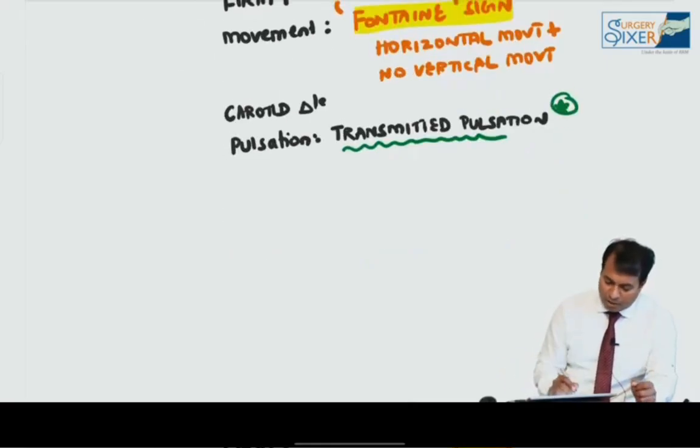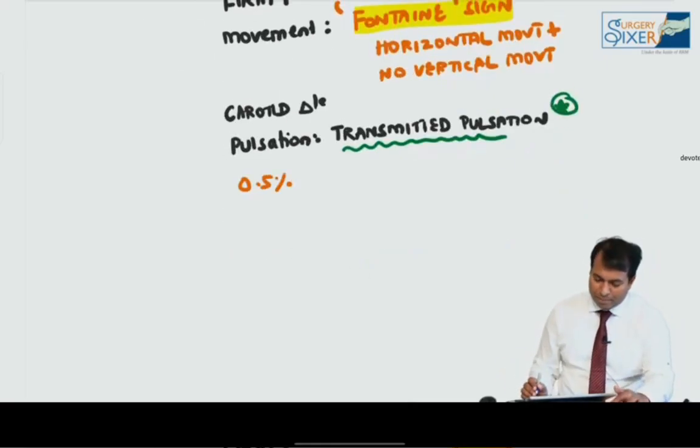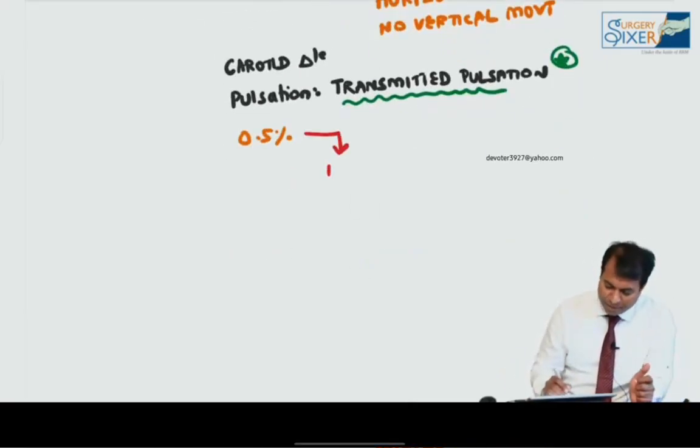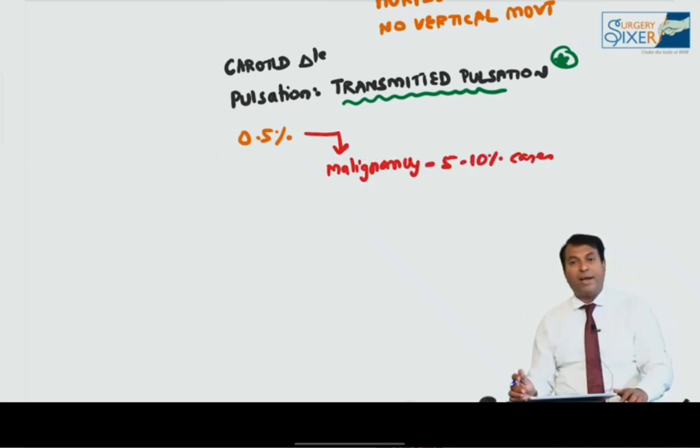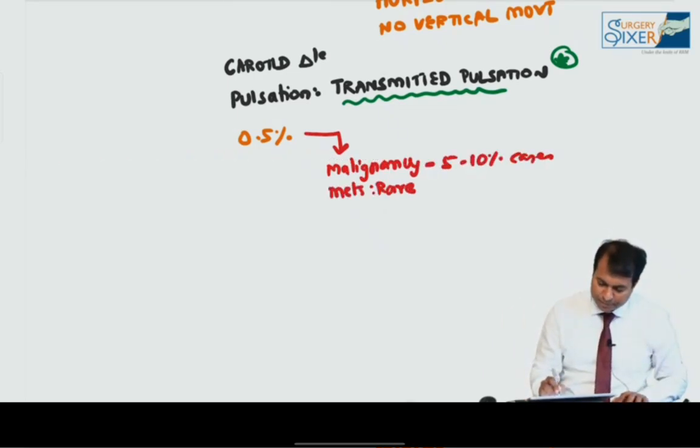The incidence of this carotid body tumor is only 0.5%. Please don't forget, it can go for malignancy. Mostly it is a benign tumor, and malignancy can happen in around 5 to 10% of cases. Metastasis is rare.